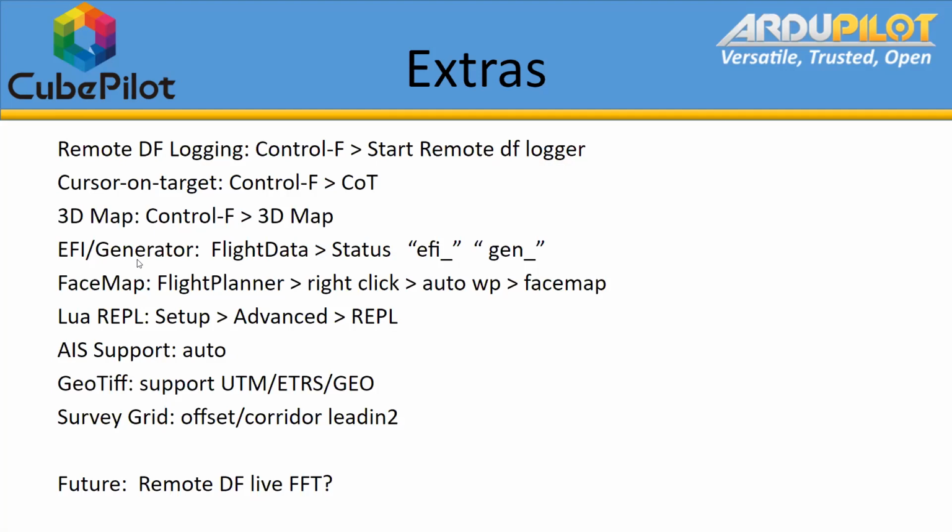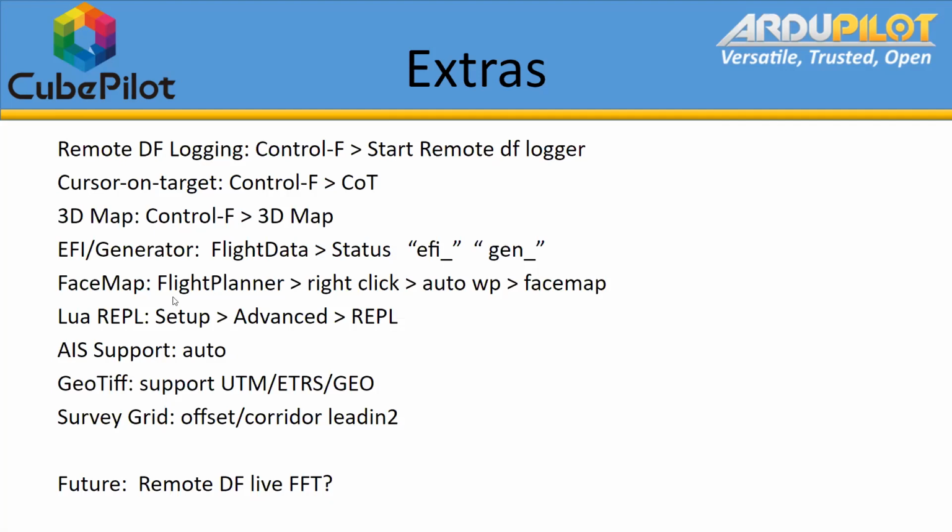The EFI/generator. So like I said, recently added messages are EFI and generator. So these now appear in the status tab under EFI underscore and gen underscore. So they're purely just to display, graph, do whatever you want to do. You can add it to the quick view. Really depends on your use case.